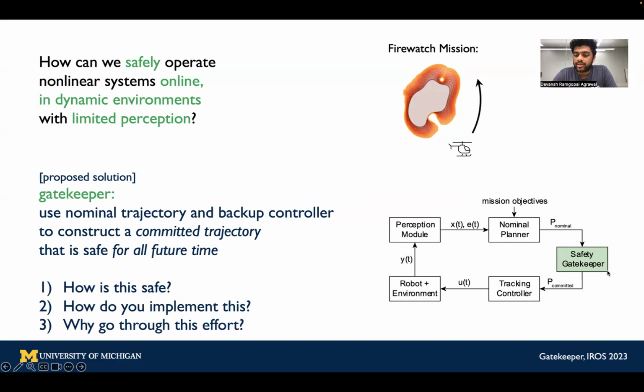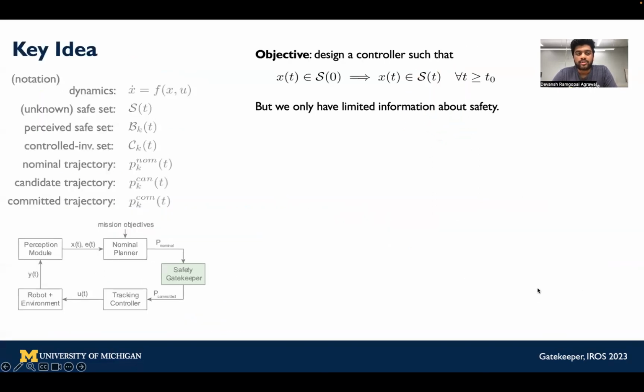The key idea of Gatekeeper is that we add this step in between the perception, planning, and control modules of a robotic system, where the safety Gatekeeper takes a nominal trajectory generated by a path planner and converts it into this committed trajectory that is guaranteed to be safe. So let's take a look at what the key idea behind the algorithm is.